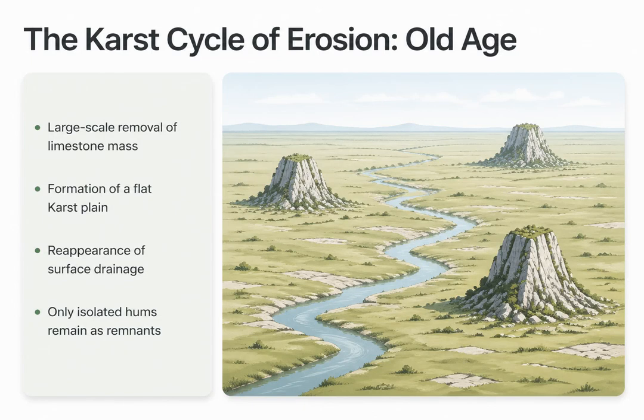Finally, the landscape reaches old age. By this point, there has been a massive, large-scale removal of the limestone mass. The complex underground networks have completely collapsed and eroded away, leaving behind a relatively flat karst plain. Because the porous rock is mostly gone, surface drainage actually reappears, flowing around a few isolated hums, the very last remnants of the original limestone terrain.